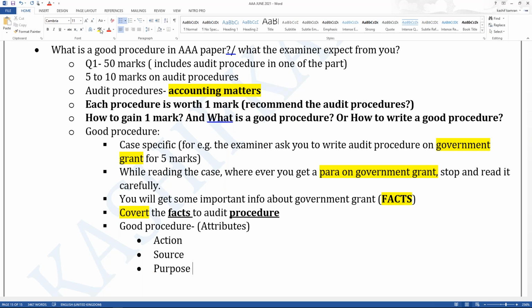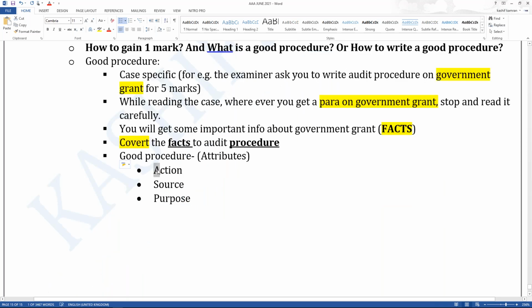If your procedure has an action, a source, and a purpose, then you are getting 1 out of 1 for every procedure. That is what the examiner is telling us: a good procedure has an action, number one, a source, number two, and a purpose, number three. And that is equal to a good procedure. So 1 mark is equal to one procedure, and one procedure is equal to a good procedure, and a good procedure is equal to A plus S plus P.